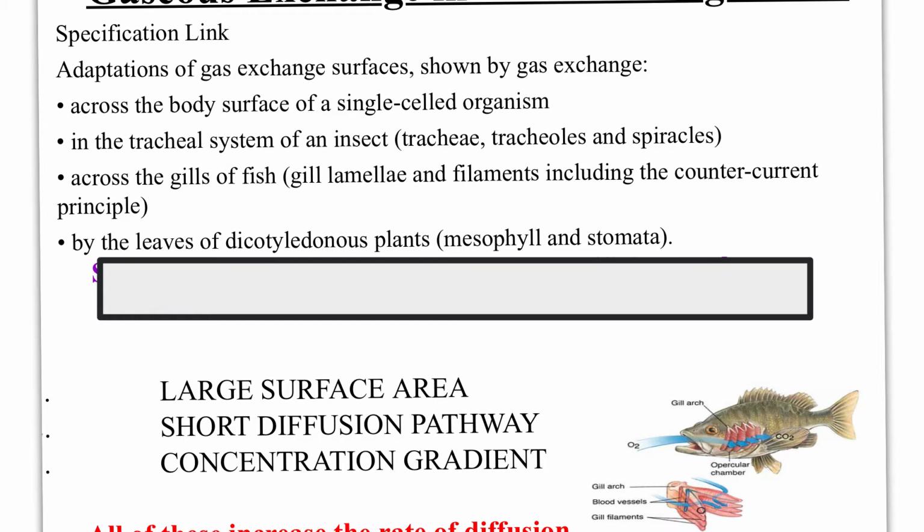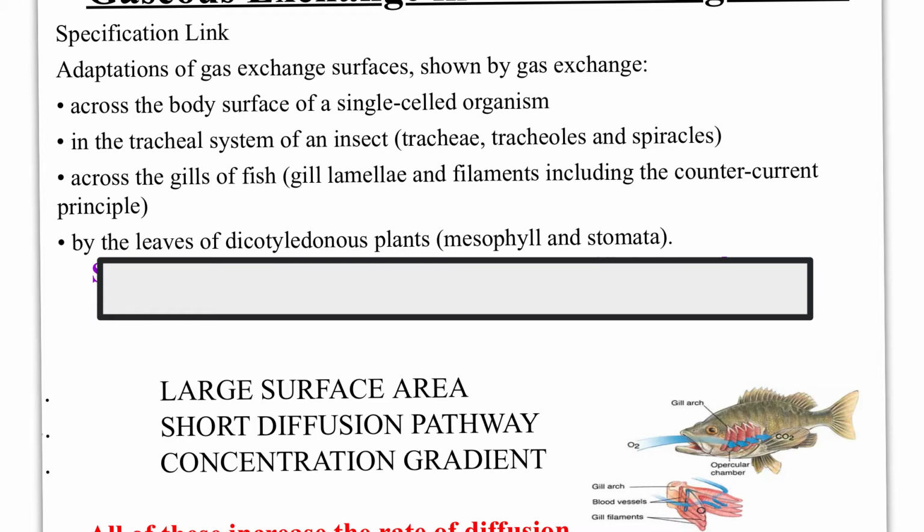And they maintain in some way a steep concentration gradient. And there are a number of different ways that different organisms do this. All of these features increase the rate of diffusion. And that's constantly what organisms are trying to do. They're trying to get in enough oxygen to allow them to perform the amount of respiration that they need to do for their metabolism, to get enough energy to do all the things they need to do, and to allow them to get rid of any waste carbon dioxide.